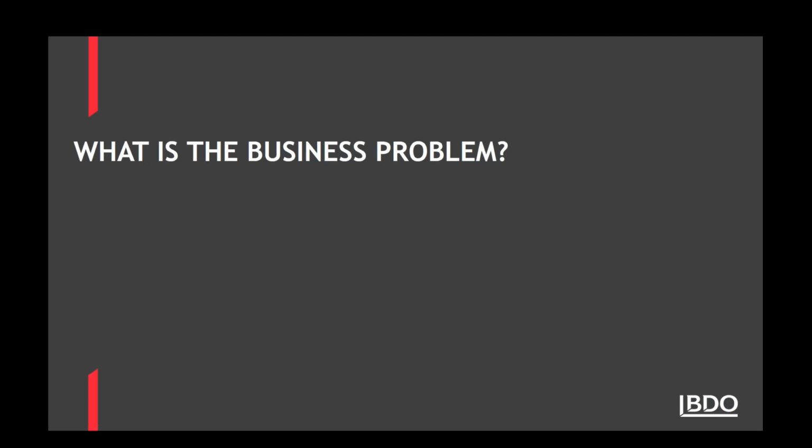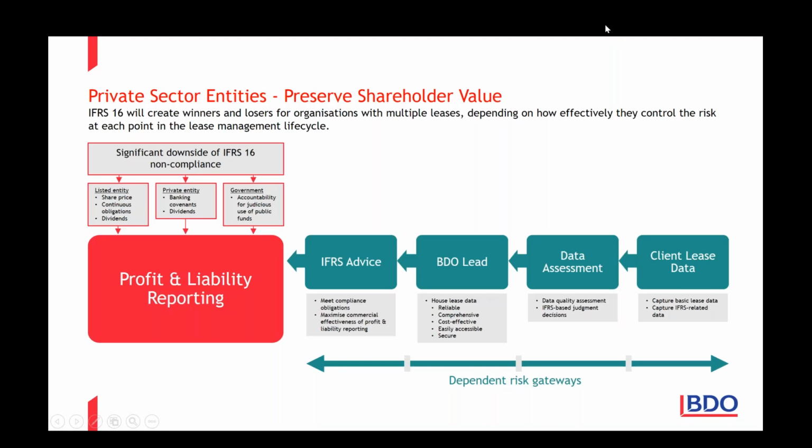So what is the business problem? Now, this is a diagram that we've put together really for discussions with clients. For private sector entities, the business problem is how do I preserve shareholder value? Because IFRS 16 is creating winners and losers for organizations with multiple leases. And whether you're a winner or loser depends on how effectively you control the risk at each point in this lease management life cycle.